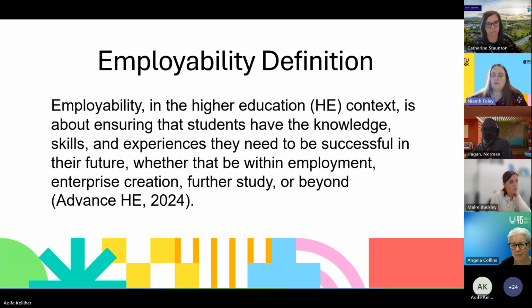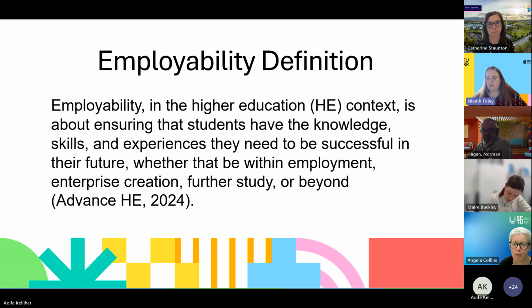And I suppose another definition that some of you might be familiar with is Yorke, 2006, where he was looking at skills, understandings and personal attributes, but from the point of view of gaining employment. So we want to open it up, because is it creation, is it further study, or what do our students and our graduates want to look at from that point of view.